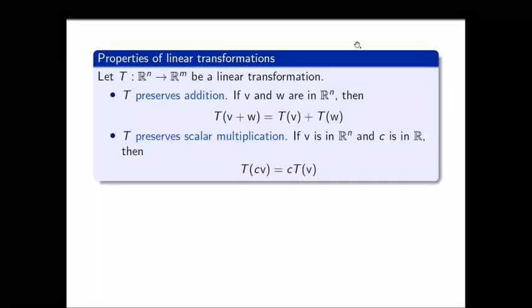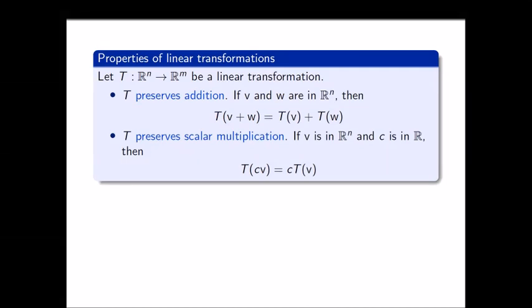Okay, so now let's look at two very important properties of linear transformations. So if T is a linear transformation from Rn to Rm, then it's going to satisfy these two properties. It's going to preserve addition. In other words, for any two vectors v and w in the domain, T of v plus w will always be equal to T of v plus T of w.